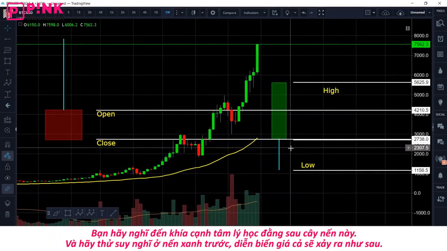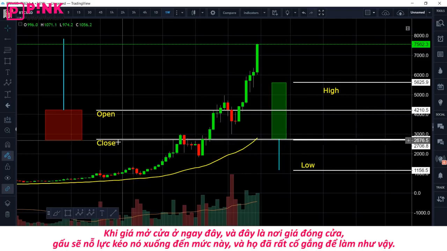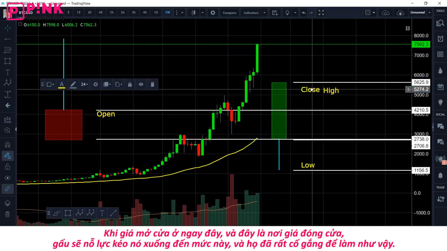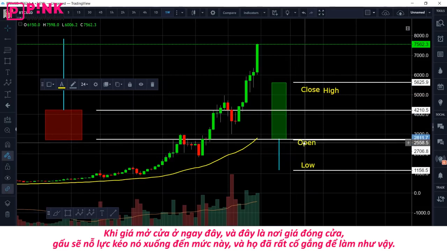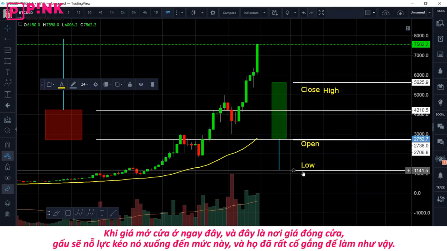Of the green one first. The psychology behind it is that when it opened right here, this is where it closed, right? When it opens right here, the bears have tried to push it down here, for example, and they tried really hard to push it down.